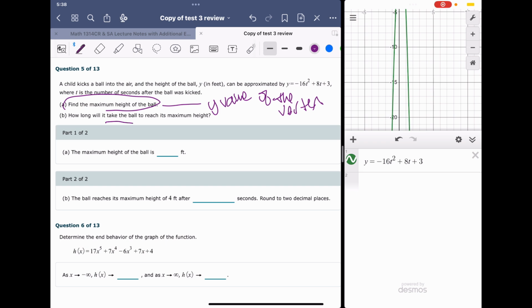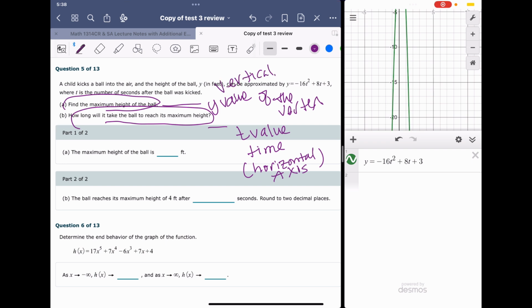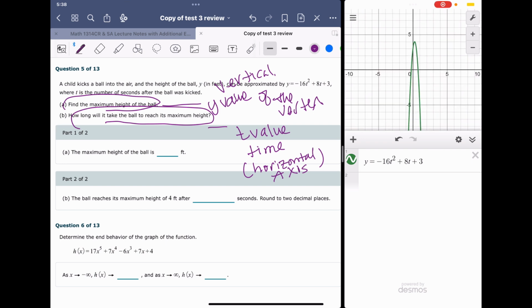This is going to be time. So this is going to be the t value of time. It's the horizontal axis values. This is vertical. Okay, so once I graph it, I can't see it, so you press the home key. Typically this works. You gotta know which is which.